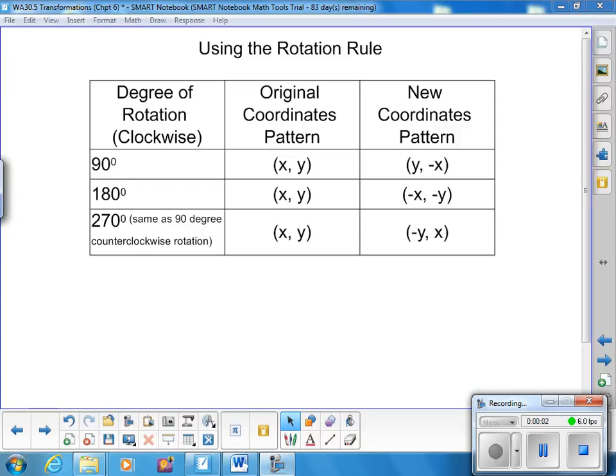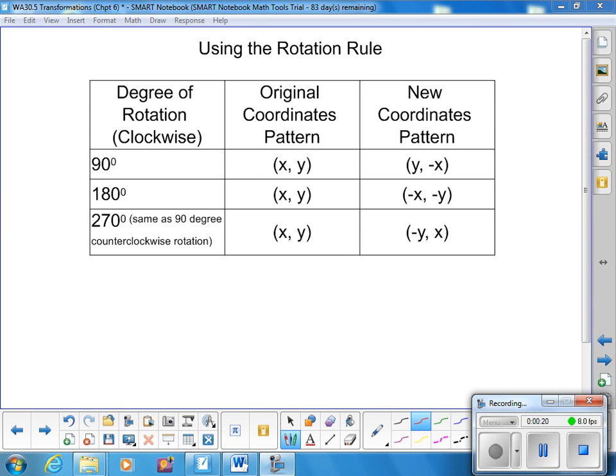Today's lesson is Workplace and Apprenticeship 30.5, Transformations, and today we're going to look specifically at rotation. This little chart is very handy in figuring out what your new coordinates would be when you're rotating around the origin. So we start with a 90-degree rotation.